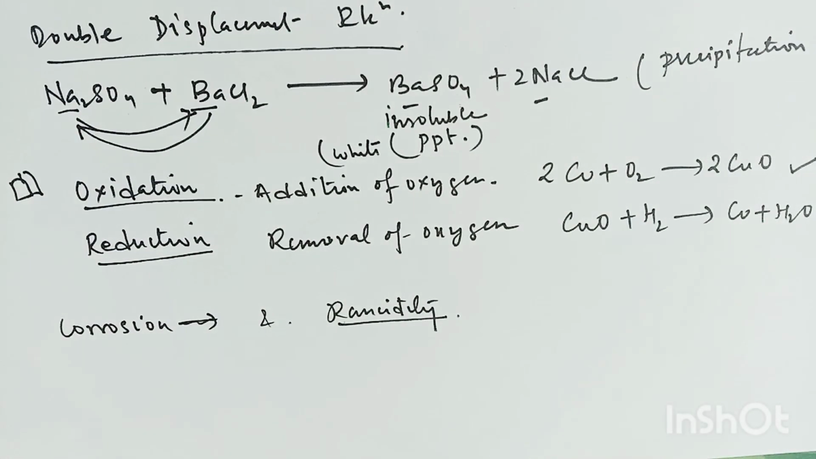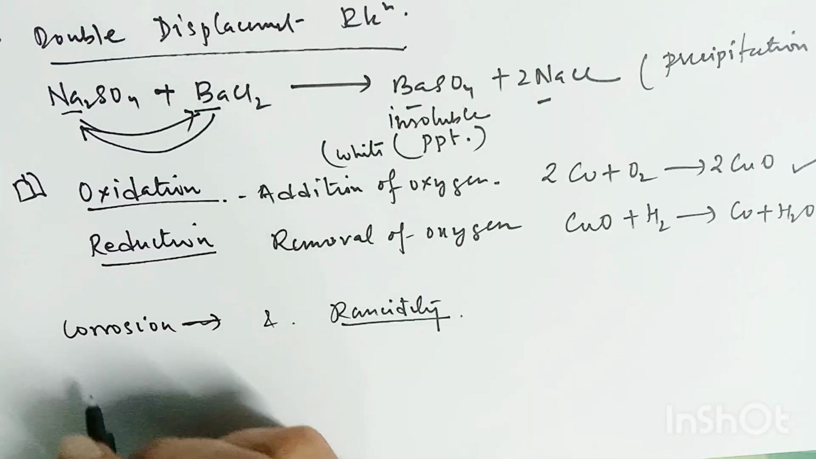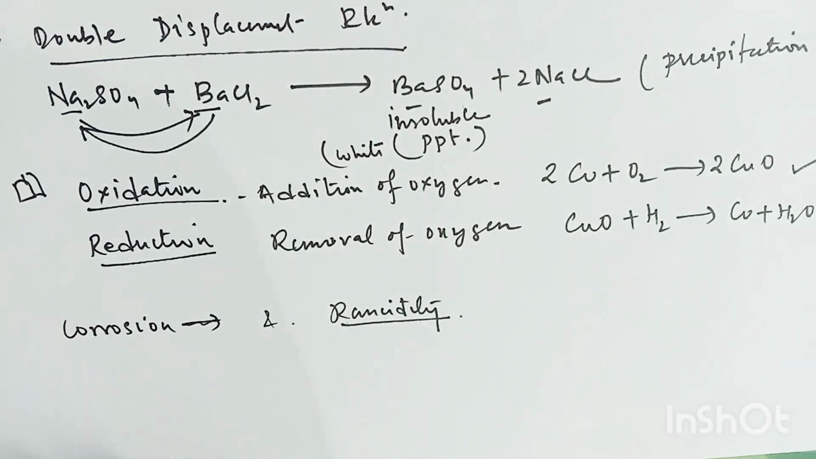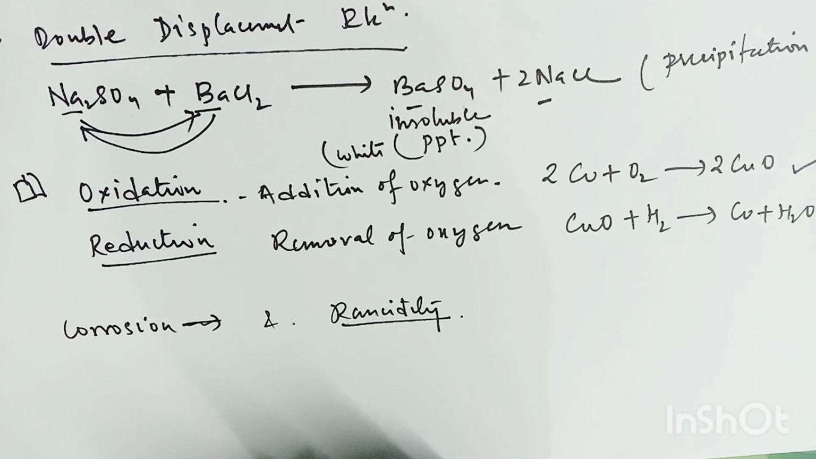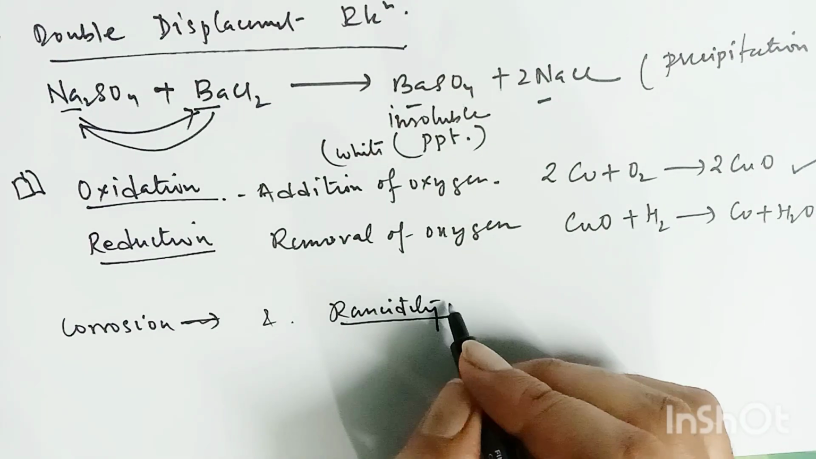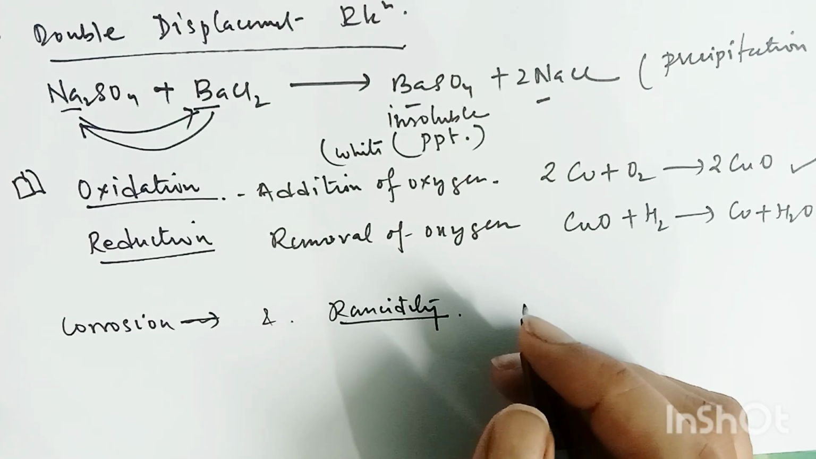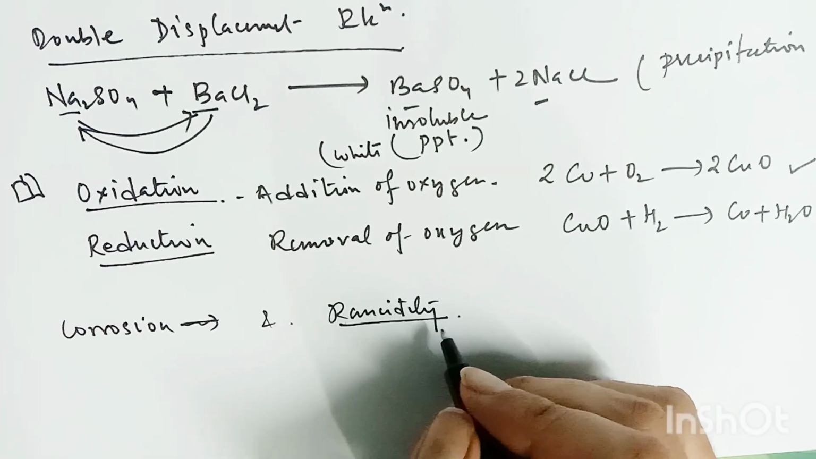Corrosion is what? Like when iron rusts, this is an example of corrosion. Rancidity is when you keep food for a long time. Like a biscuit, when you keep it for a long time in open air the taste changes. That is called rancidity.